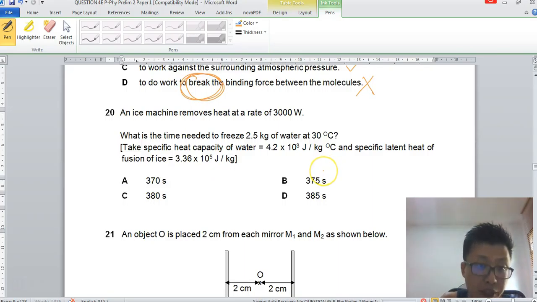Okay, two more. Your question 20. Question 20 is about a calculation, I guess. To freeze.